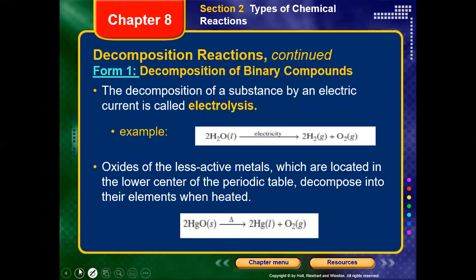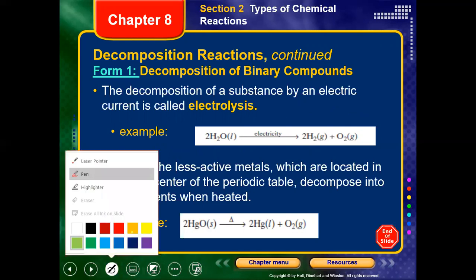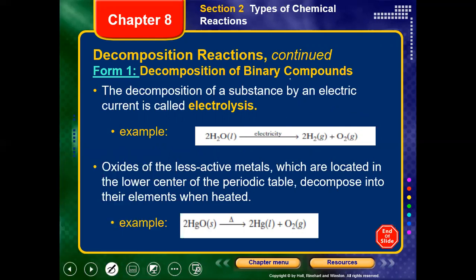Now, the first form of decomposition reaction is decomposition of a binary compound. Binary means two. Example, the electrolysis of water.